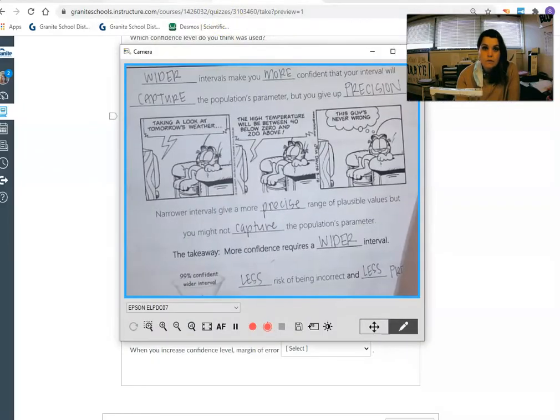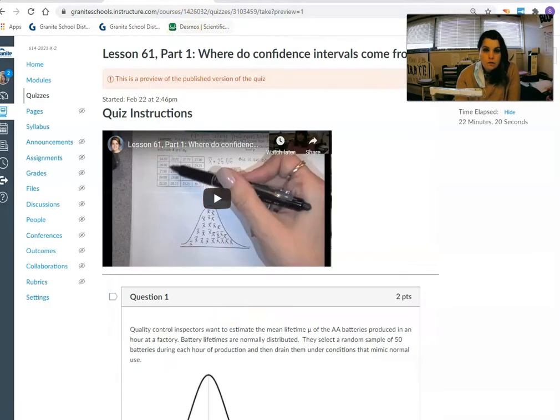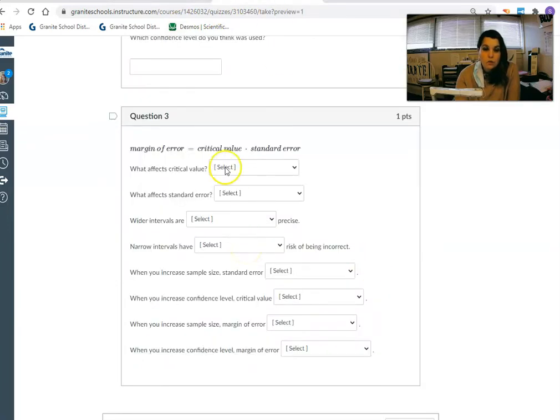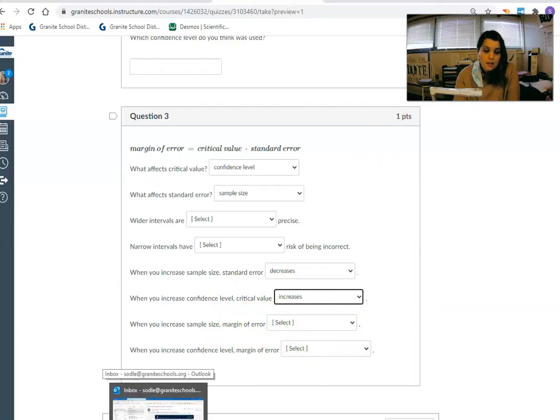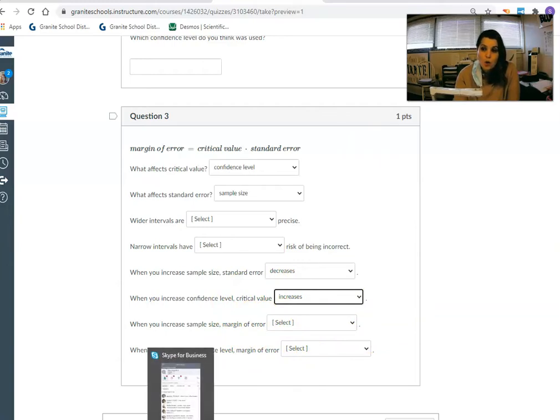So if I go back to my quiz, this is part 2. What affects critical value? Confidence level. What affects standard error? Sample size. Down here, when you increase sample size, standard error decreases. When you increase confidence level, critical value increases. And then I think that you can do these last two. Just keep in mind that if it affects one thing, it affects the other.